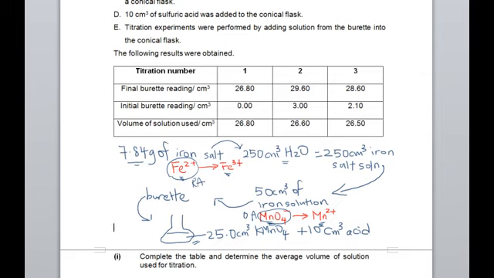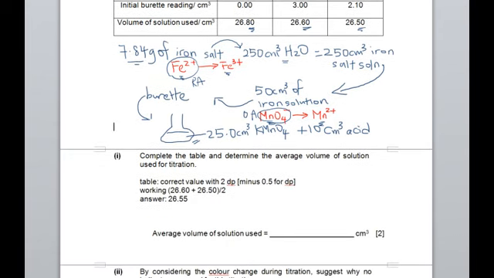So the first question calls for the filling up of the titration table. So make sure that you have 2 dp for all your readings. Okay, quite an easy question. I think most of you got it correct. The next part is slightly more challenging for some of you who are not so aware of the average volume of solution used. Now you can see that we did 3 titrations here, but only 2 of them are consistent. This one and this one are consistent. The other one is not consistent.